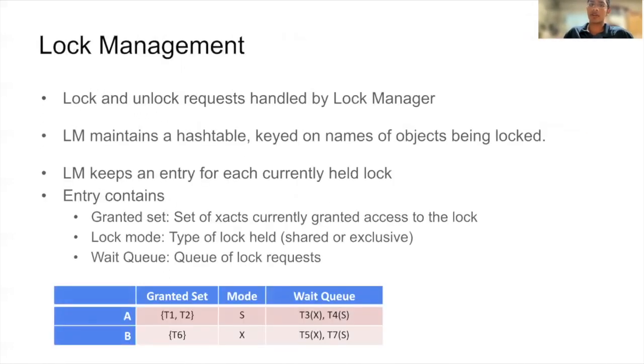Specifically, we're going to have this thing called the lock manager, which is going to handle lock and unlock requests. This lock manager is going to maintain a hash table that is keyed on the names of the objects being locked. It's going to key on the names of your resources, and it's going to keep an entry for each currently held lock. The entry will contain the granted set, which is the set of transactions currently granted access, the lock mode, which is the type of lock held. Is it shared? Is it exclusive? And the wait queue, which is the queue of lock requests.